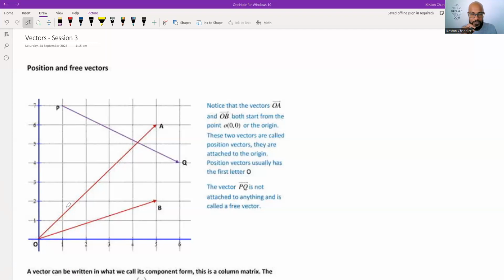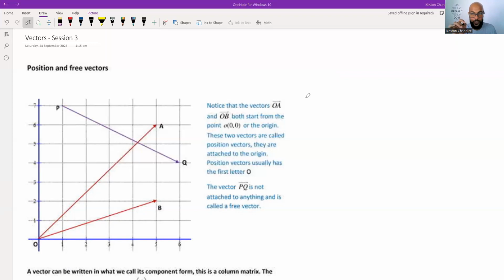Now, the first letter in position vectors, because they're always starting from the origin, is usually O. So that's another way you could identify position vectors, because sometimes they may not draw the graph for you. They might just start a question and say, we have two vectors. The vector is OA, and the other vector is OB. The mere fact that it's starting from O is a clue or indication that it's a position vector.